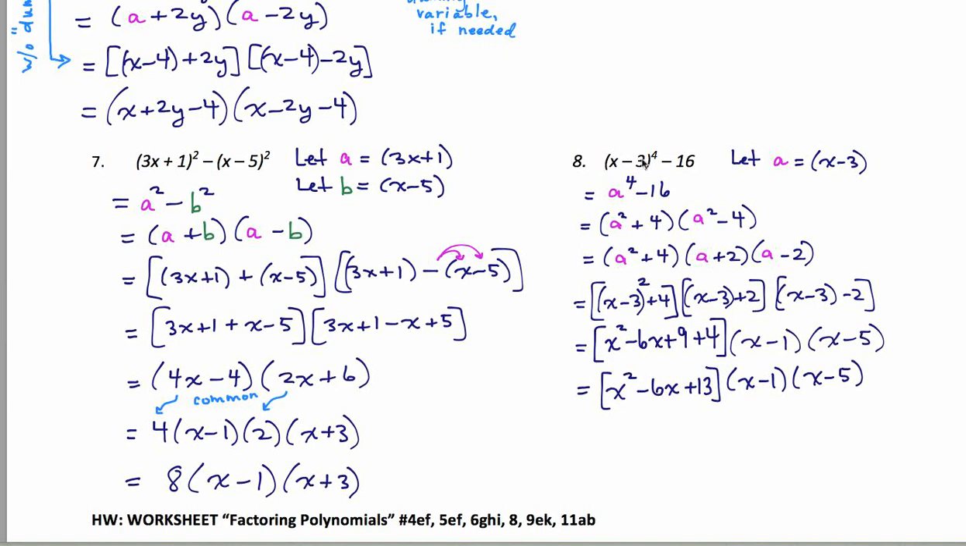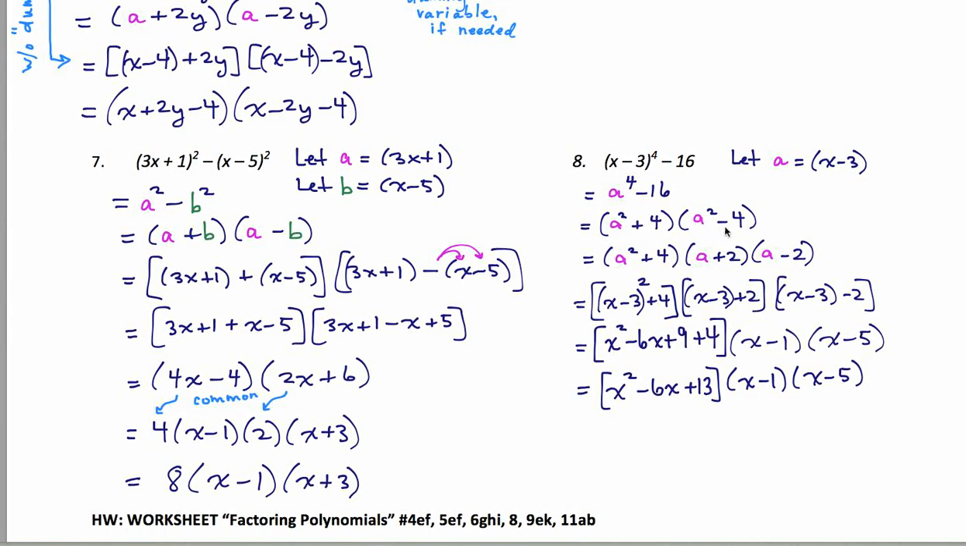If you are more comfortable with the dummy variable, like most students are, then we can substitute the x minus 3 in for a, and now we have a to the 4th minus 16, which is difference of squares. So now we're going to have a squared plus 4 times a squared minus 4. This one will be a prime factor because we can't common factor it and we can't difference of squares factor it, so we'll keep that one.